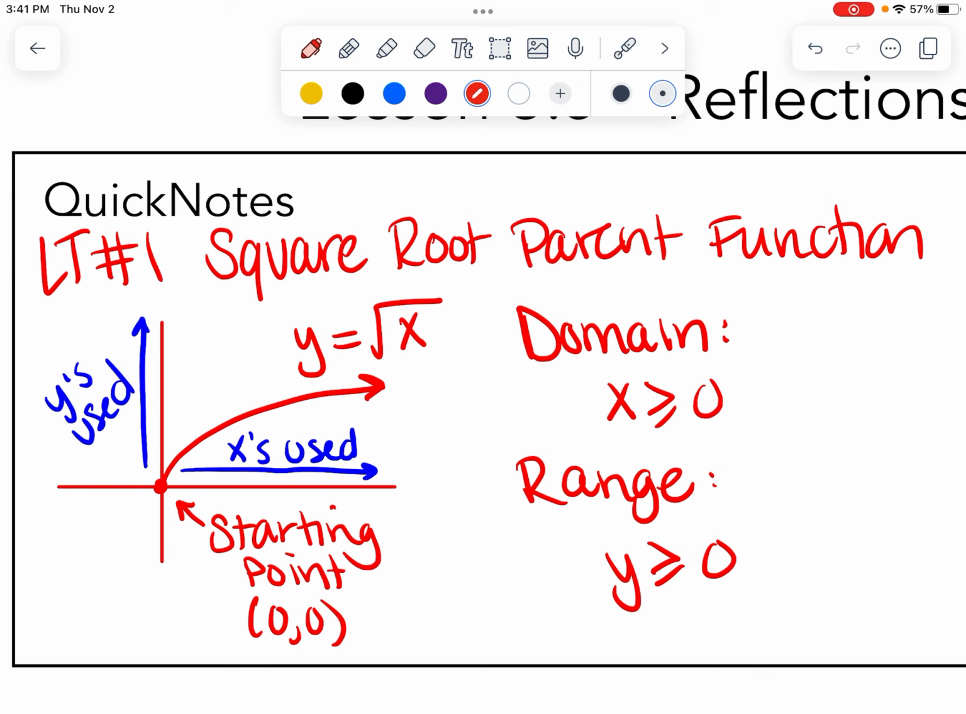So learning target number 1 is the square root parent function. So if you want to take a minute to copy these down, you can pause the video, and then I'll explain it. The square root parent function is starting at 0, 0, and the x's being used are all your positive x values. The y's being used are all your positive y values. So your domain is all values x is greater than or equal to 0, as is your range. So that's the first learning target, this square root function parent.